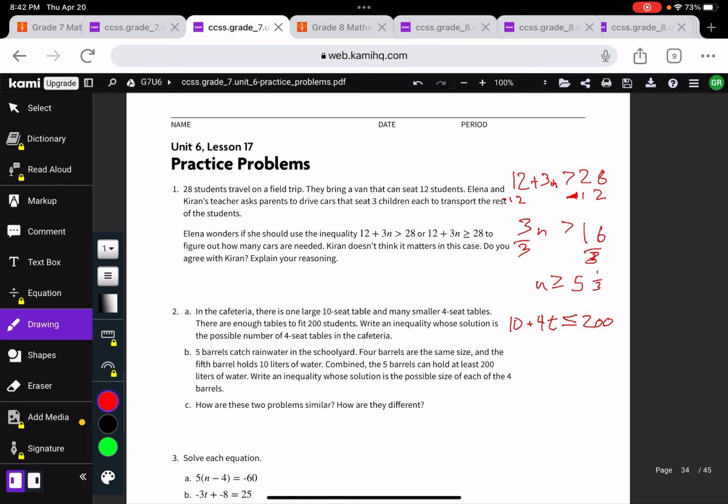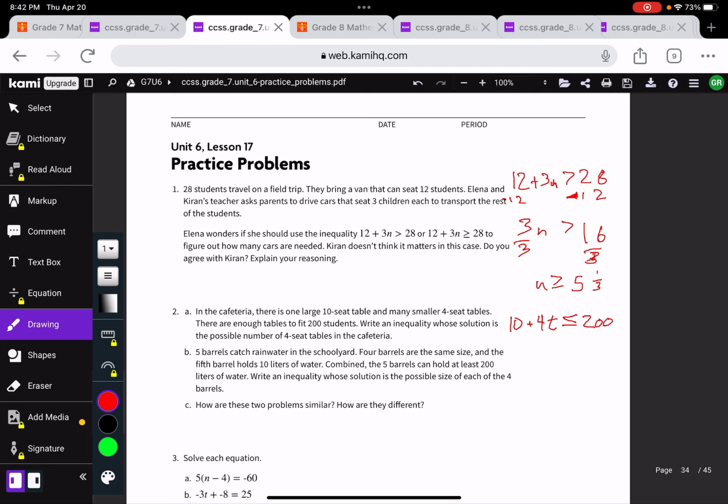5 barrels catch rainwater in the schoolyard. 4 barrels are the same size, and the 5th holds 10 liters of water. Combined, the 5 barrels can hold at least 200 liters of water, at least. Write an inequality whose solution is the possible size of the 4 barrels, at least. That's weirdly worded. So it means they can possibly hold more than that.